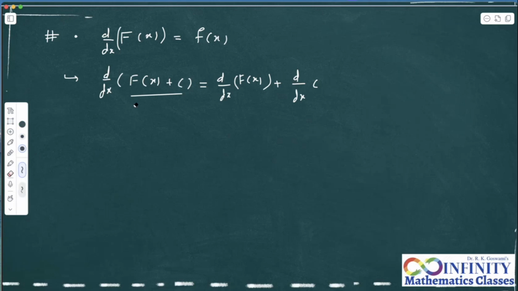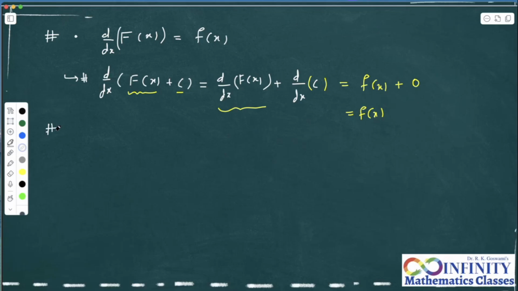You need to differentiate, and when you are differentiating, there are two functions, Fx and c. The derivative of c becomes 0 because the derivative of a constant is 0. Am I right? But the derivative of capital Fx, I told you, is small fx. This is the information I have given you. And the derivative of a constant is 0. So ultimately, you will be getting fx only. Yes or no? Perfectly okay. So this is going to be the basis for you, and I'm going to use this fact.